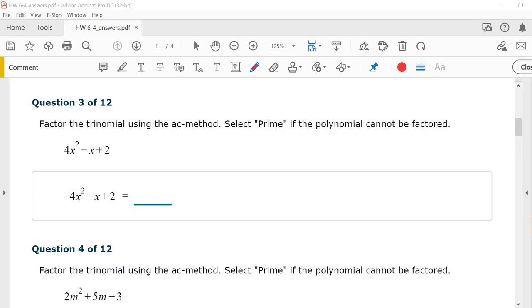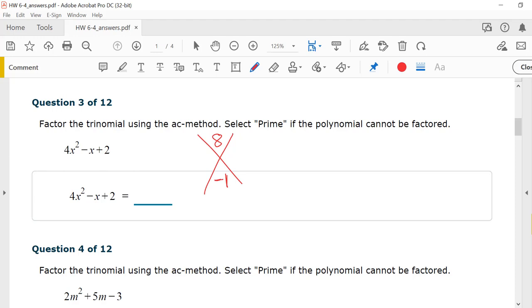All right, question 3, factor the trinomial using the AC method. Okay, first thing I noticed, there's no GCF to pull out, no greatest common factor. It is a trinomial, and the leading coefficient is not 1. So when I do my X, I need factors of 8. So 8 goes up top. That will add up to negative 1.